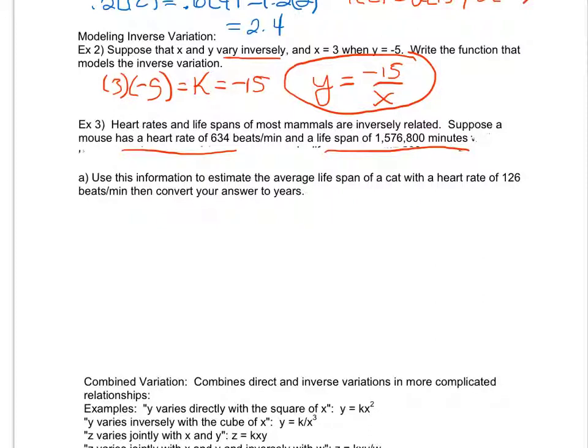Well, since we vary inversely, I know that y equals k over x, or in other words, y times x equals k. So I'm going to go ahead and find my k, because then I can put it into this equation here, as well as my heart rate of 126. So the dependent variable depends on the independent variable. So it looks like the lifespan depends on my heart rate. So I'm going to have an x value here of 634 and a y value of 1,576,800 minutes. So I'm going to go ahead and say that my k value is those multiplied together.